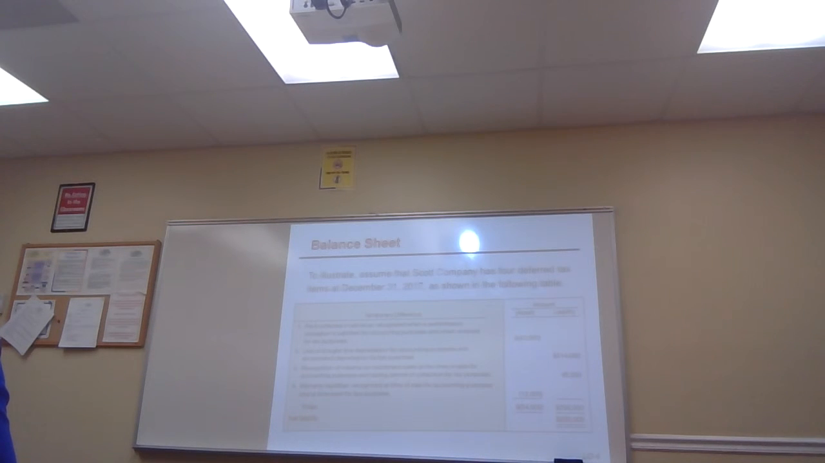So to illustrate, assume that Scott Company has 4 deferred tax items on December 31st as shown in the following table. So you have all these differences of assets and liabilities. It's going to have a net liability of 205.